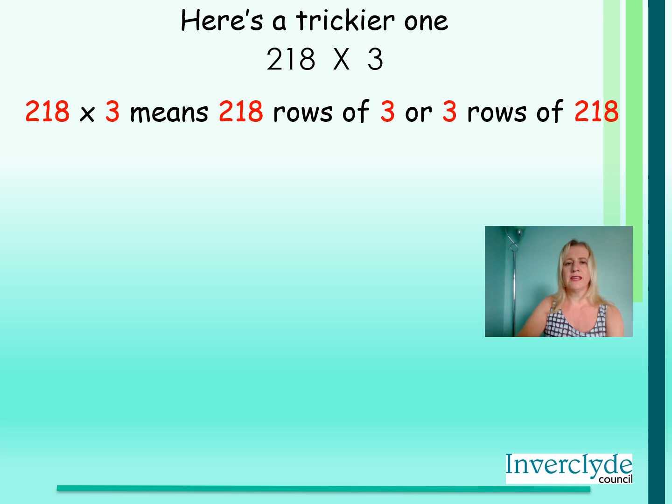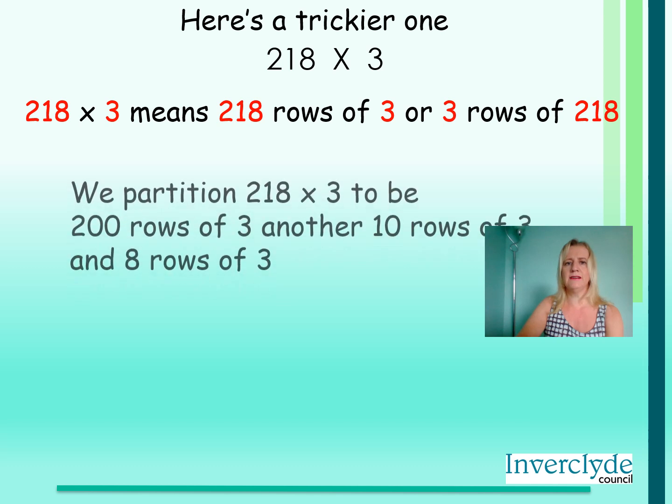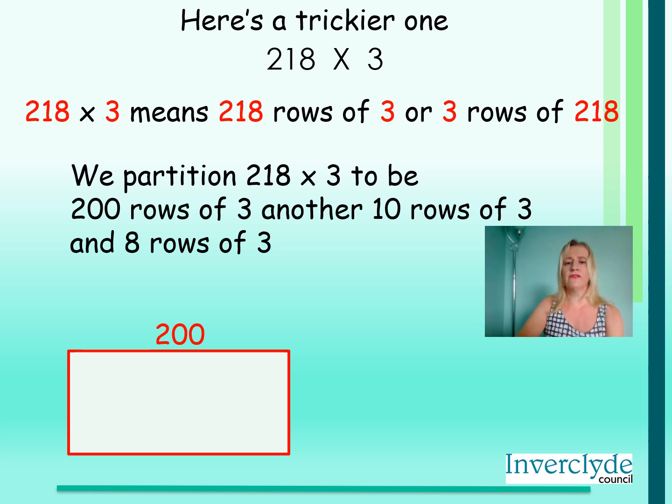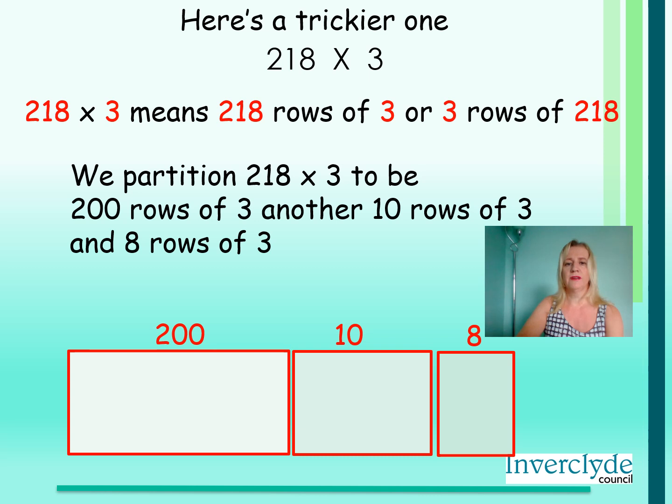218 times 3 means 218 rows of 3 or 3 rows of 218. So we're going to partition our 218 to make it easier into 200 rows of 3, 10 rows of 3 and another 8 rows of 3. Can you see how we have 218 split up into our hundreds, tens and ones? Is that how you partitioned your number?